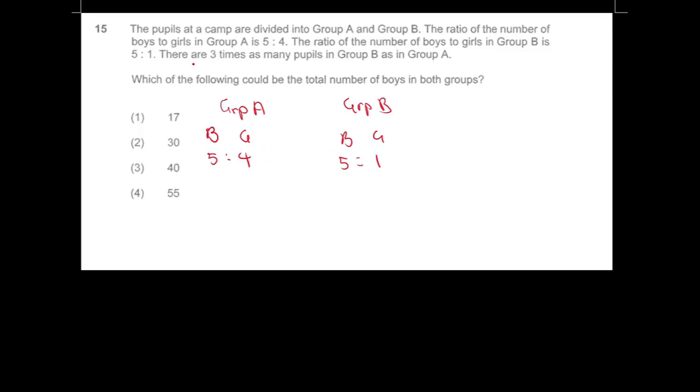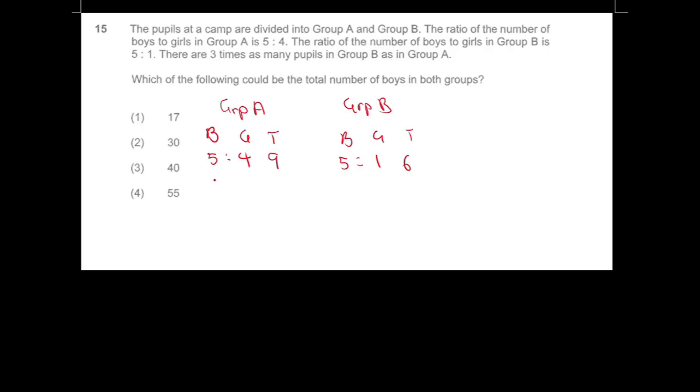Okay, so how do we specify it? It says that there are 3 times as many pupils in group B as in group A. So the total number of students here must be 3 times that of group A. So let's look at the total first. The total of parts here is 9, 5 plus 4 is 9. The total parts here is 6. So you must make it such that this total number is 3 times of this. If 9 times 3 is 27, for the 6 unit part you cannot reach 27.